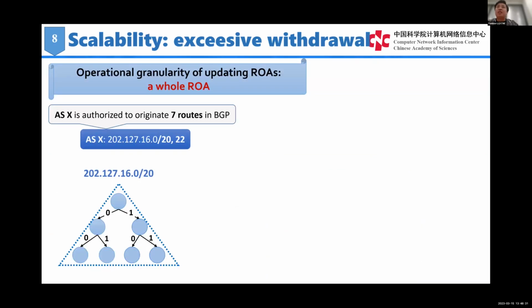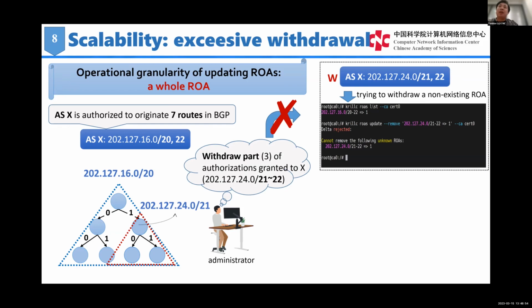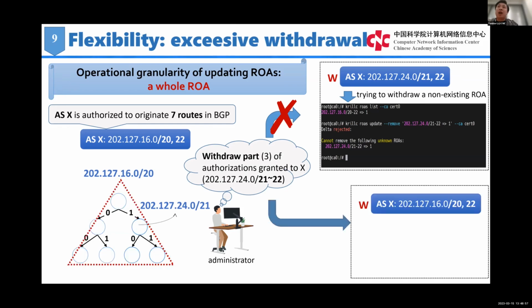Currently, authorization updates can only be done at the granularity of a whole ROA. However, in some cases, we may want to withdraw part of the authorizations that have been granted to some AS. The request to withdraw the exact part of authorizations will get rejected due to the operational granularity. What we can do is as follows.